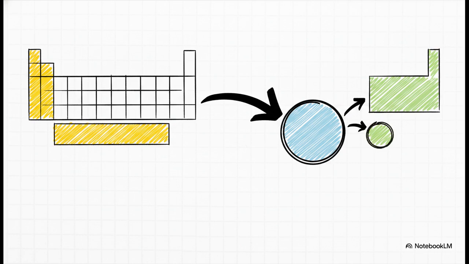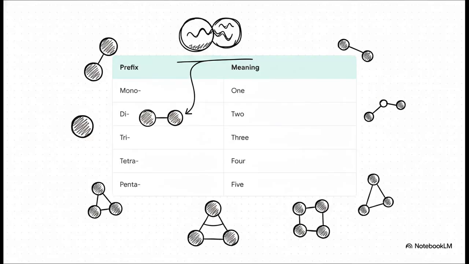But wait, what if we have two nonmetals bonding covalently? How do we know how many atoms of each are hiding in the nickname? Well, we use Greek prefixes.